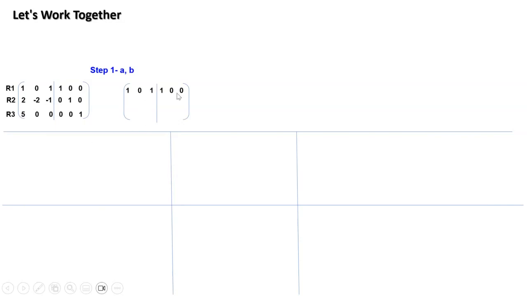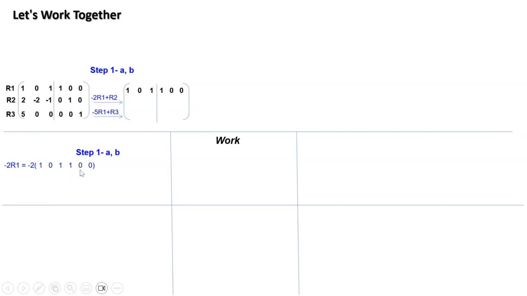So I'm going to keep row 1. The second row is going to change, and the third row is going to change. So I'm going to use row 1. I need to multiply -2 times row 1 and add it to row 2. Then I need to multiply -5 times row 1 and add it to row 3. And here's the work.